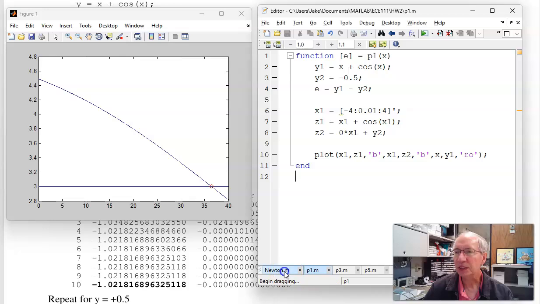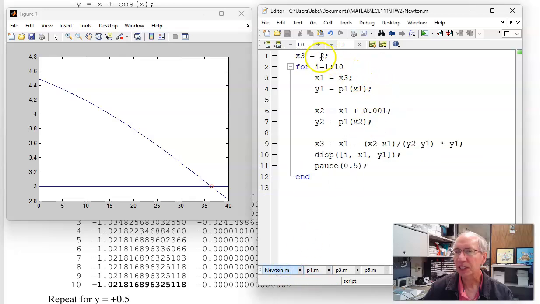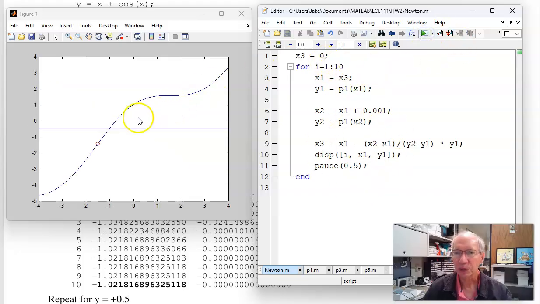And then Newton's method says I'm going to take my guess. So my first guess is 0. Start iterating, seeing what the next guesses are. So here's my first guess. Let's slow that down, 2 seconds between guesses. First guess, second guess, third guess, fourth guess.